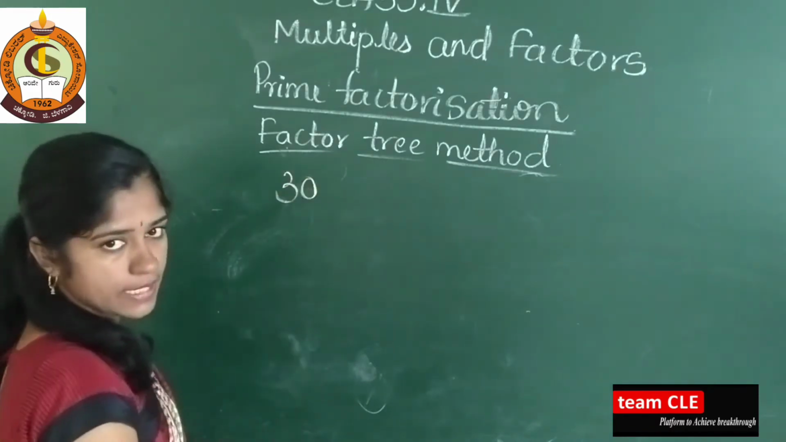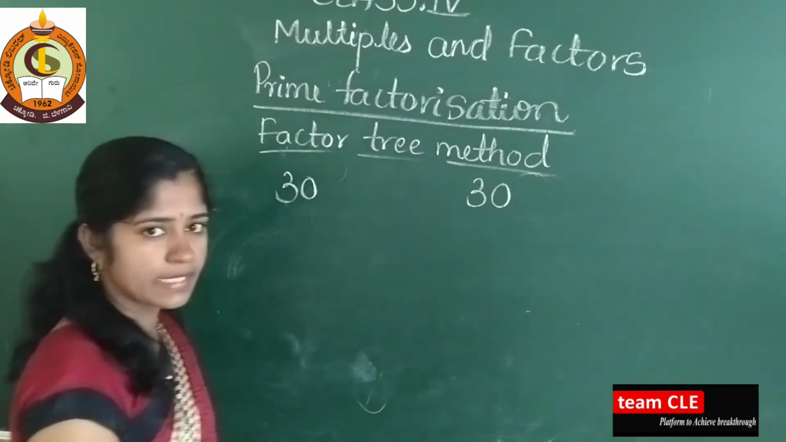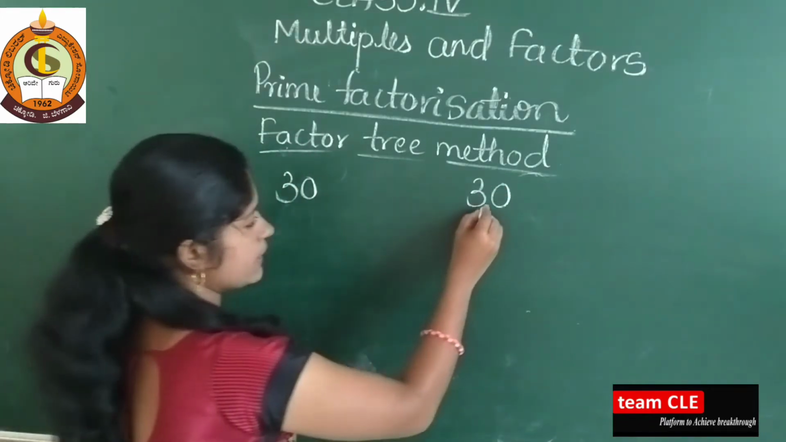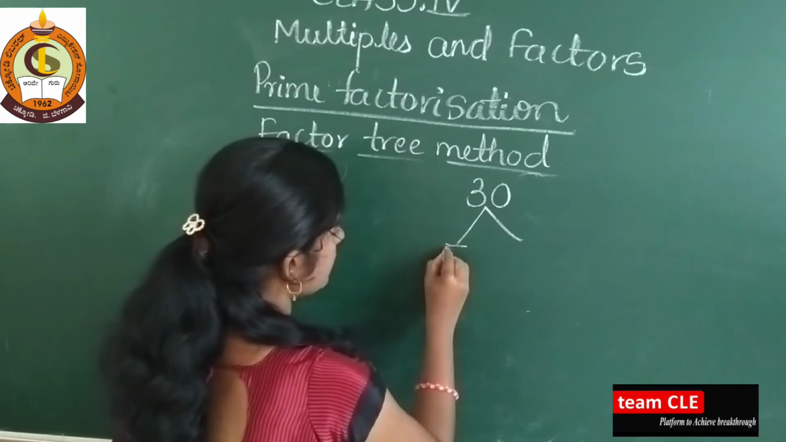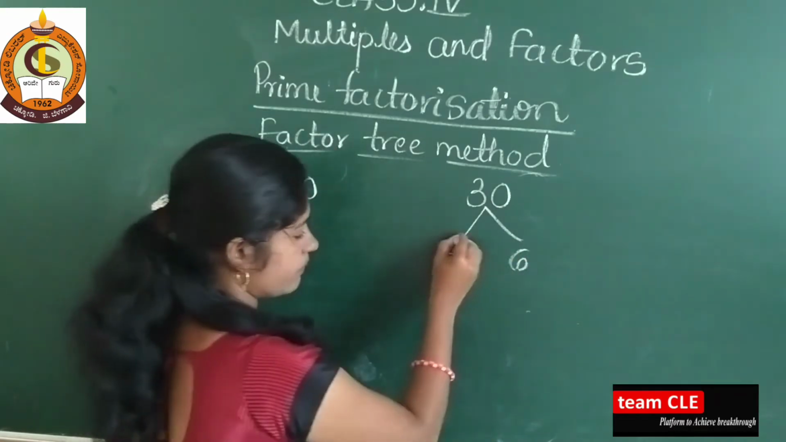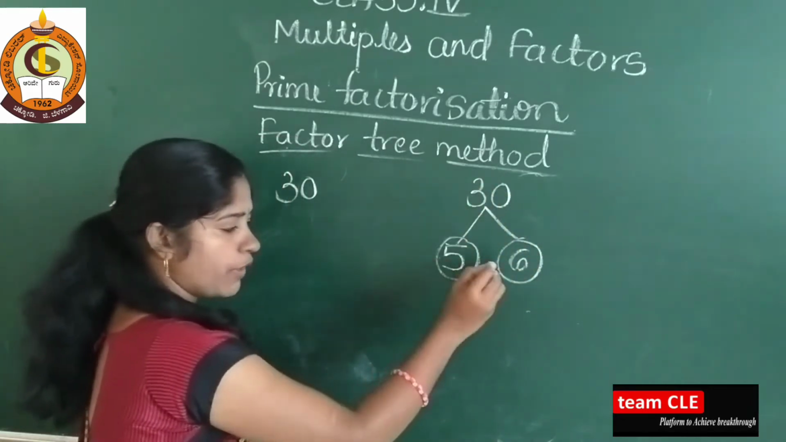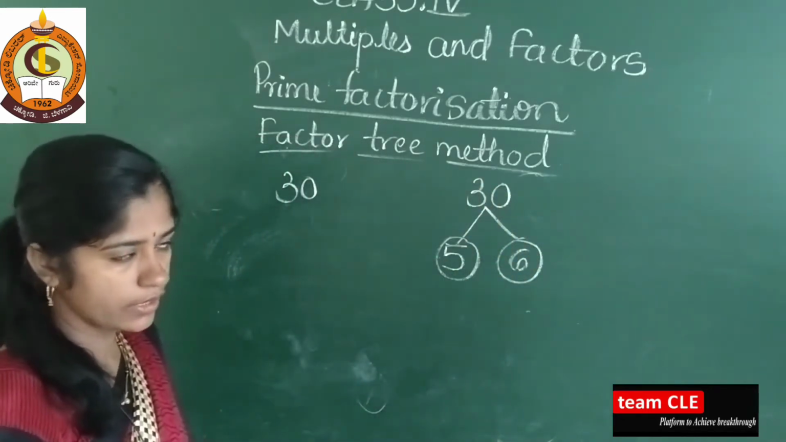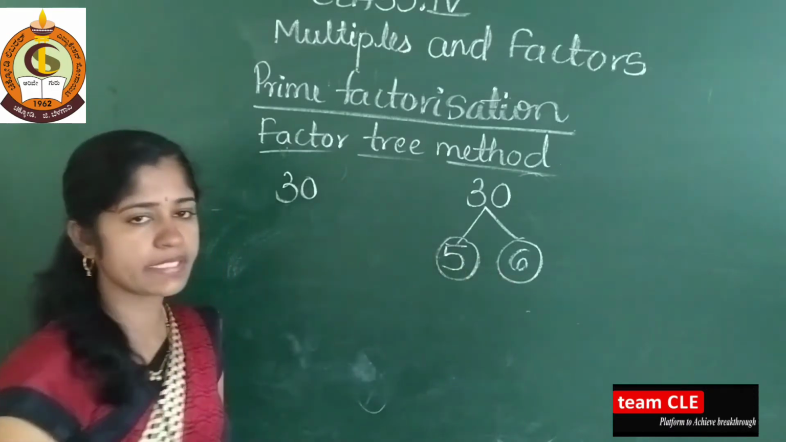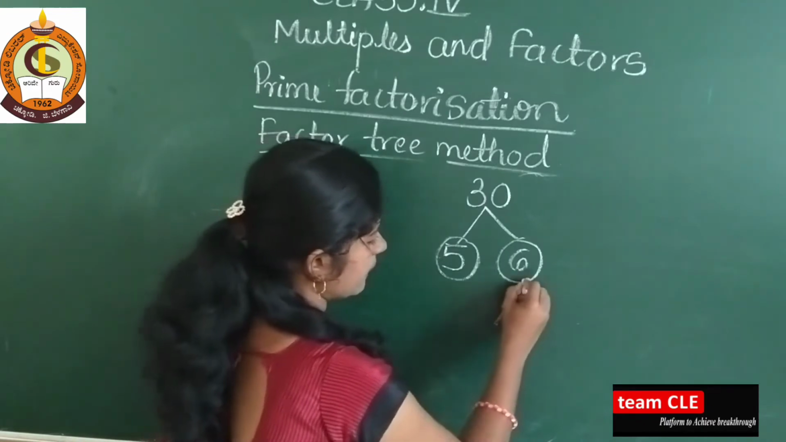30 is there. Tell me, 30 is there in which table? Yes, it is there in the 5 ones table. 5 sixes are 30. So 5 is a prime number. Next, 6 is there, but 6 is not a prime number, it is a composite number. Again I need to split this number.